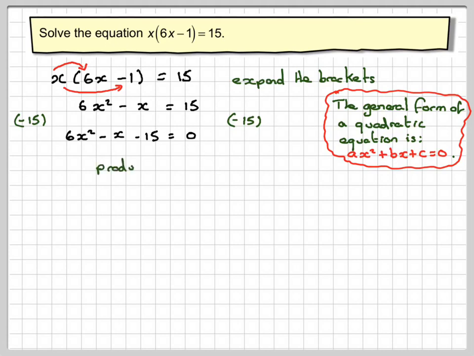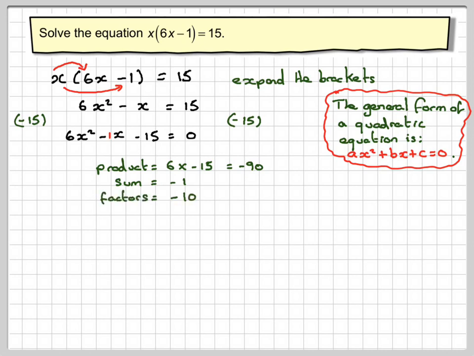Now, to solve this, we can do the product, which is 6 times minus 15. So we take the number in front of the x squared multiplied by the last one, taking into account signs. So we get 6 times minus 15, which is minus 90, and then the sum will be the number in front of x, which in this case is minus 1. And then we want two numbers which, when we multiply them together, we get minus 90, and when we add the same two numbers, we get minus 1. Pause the video and see if you can work those out for yourself.